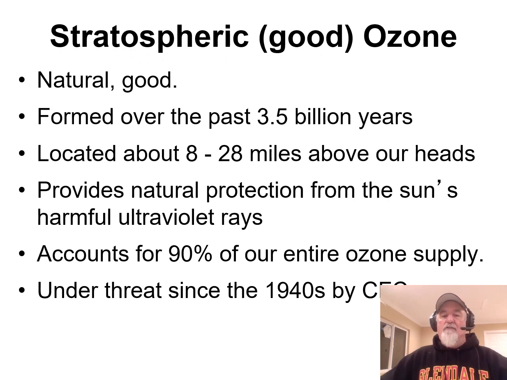It's formed naturally over the past 3.5 billion years, found about 8 to 28 miles above our heads within that zone called the stratosphere. And that's our natural sunscreen. It's basically going to shield us from the sun's damaging ultraviolet rays. Some of them still get through. That's why we get sunburned. But if it wasn't for this layer, we would really get burned to the point of really not being able to survive. The stratospheric ozone accounts for 90% of all the natural ozone supply on the planet, but it is under threat. Since the 1940s, it's been under threat, but we didn't really realize this until we got to the 1980s. More on that to come.